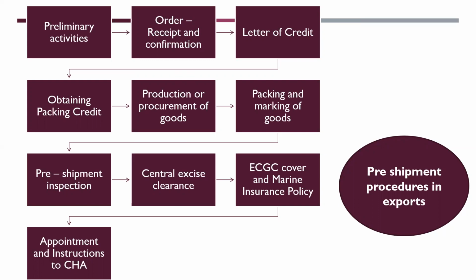Since it's a procedure, you cannot cut short any of these steps, or even change the sequence of the steps. You need to follow the order the way the arrows have been shown. The very first thing we need to talk about is what work we need to do in the pre-shipment procedure in exports, the preliminary activities. What are those preliminary activities?